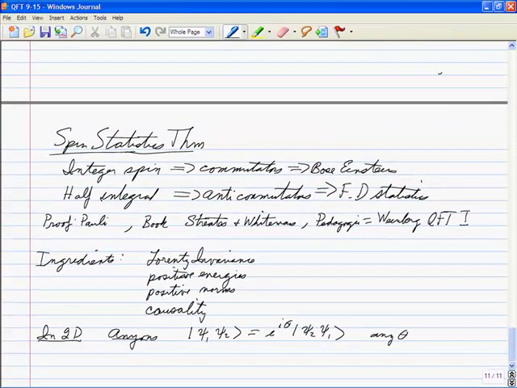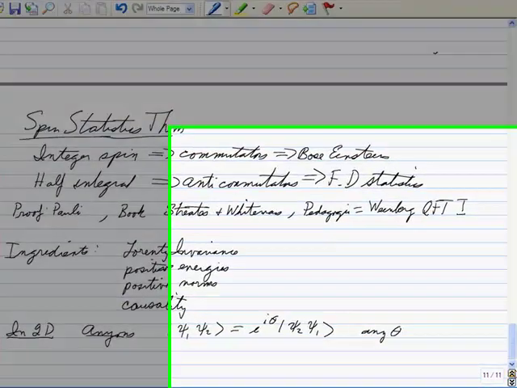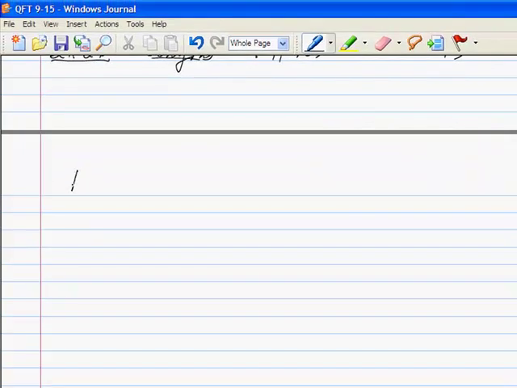I don't know a good, easy field theory description of these, but okay, so that's spin and statistics. Any questions? Okay.